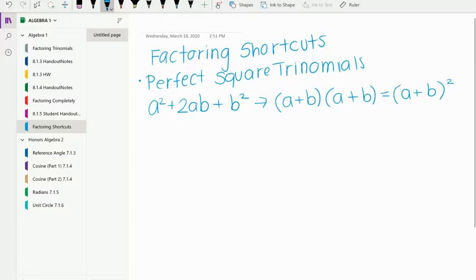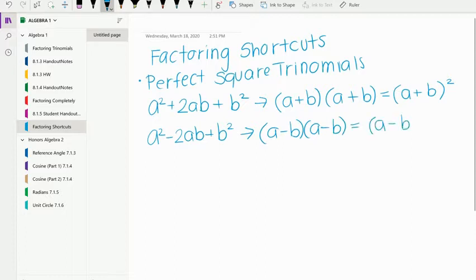All right. Next, if we look at a squared minus 2ab plus b squared, this will be the same thing, however, the factors would then be a minus b, a minus b. For some of you, this might be more confusing than when we just look at an example with actual problems. The reason we're giving you this is that if you do know this shortcut, it will save you a lot of time.